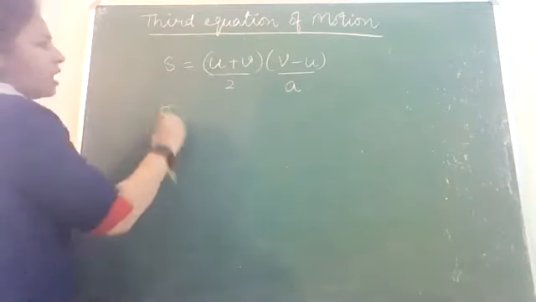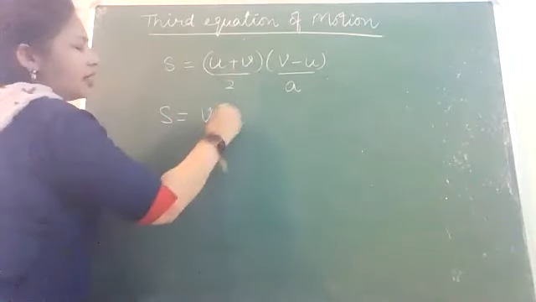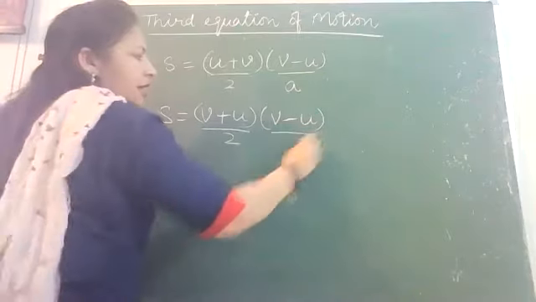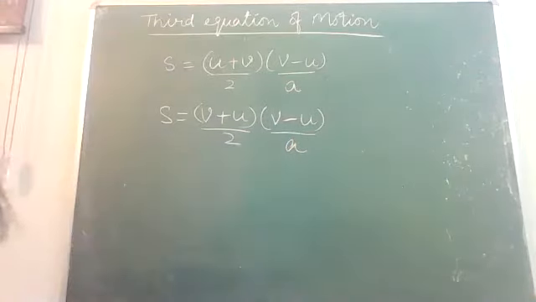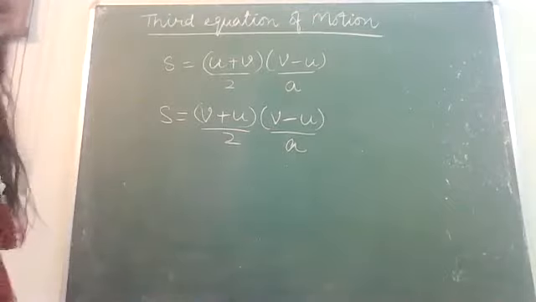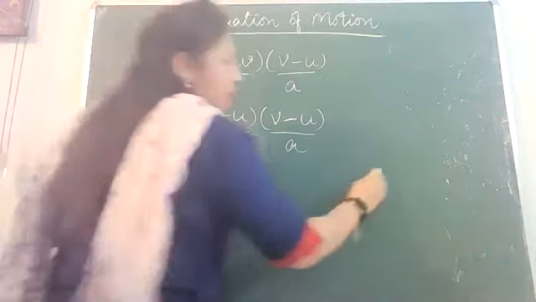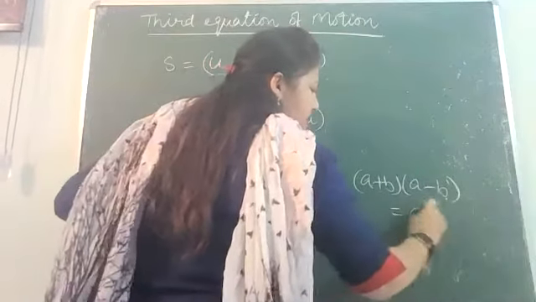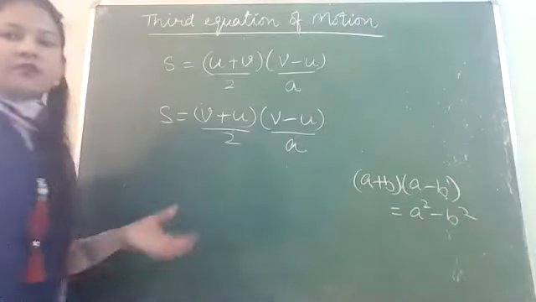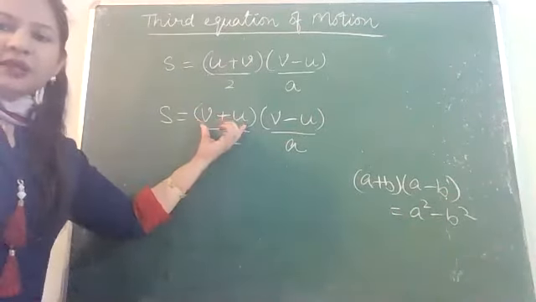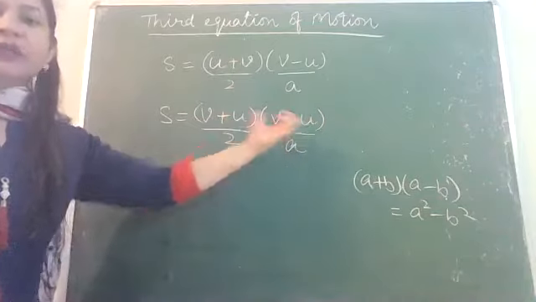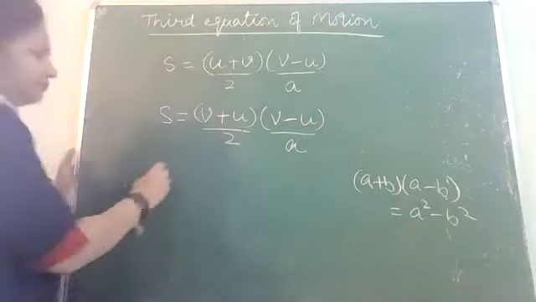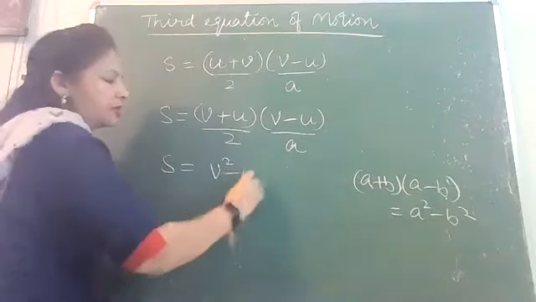Now see how I can write u plus v. I can write v plus u, no problem. When we are adding the quantities, order doesn't matter. And then in the bracket I am writing the formula (a plus b) into (a minus b). You know that is a square minus b square. So we are applying this formula here to v plus u and v minus u. It will become v square minus u square after using this formula.